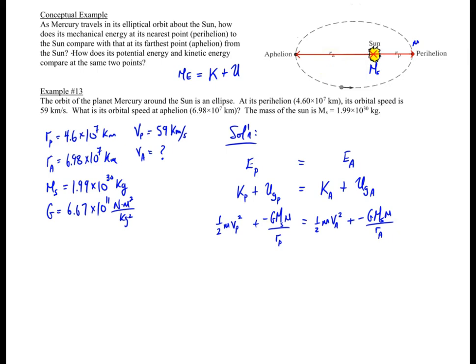If you notice, there is a little m in every single term. That means you can cancel out that mass here and here and here. The mass of Mercury is not needed to solve this problem.